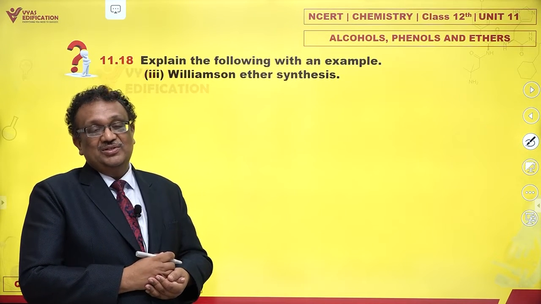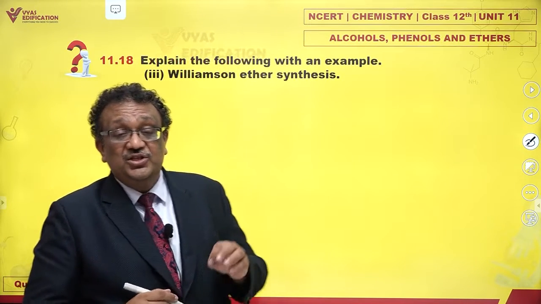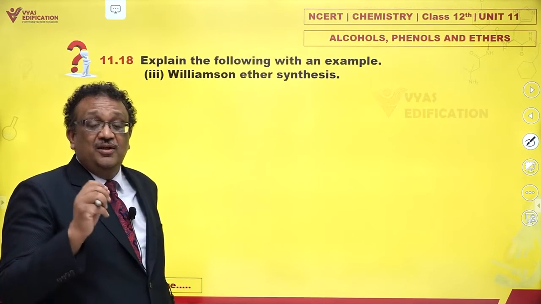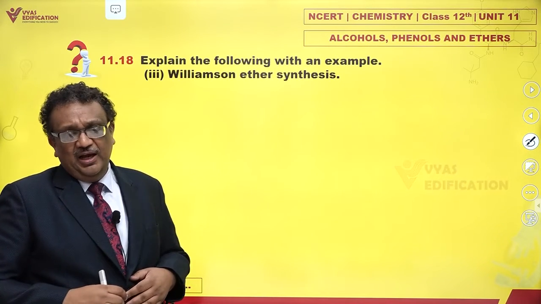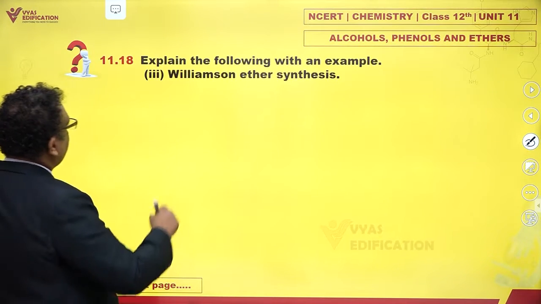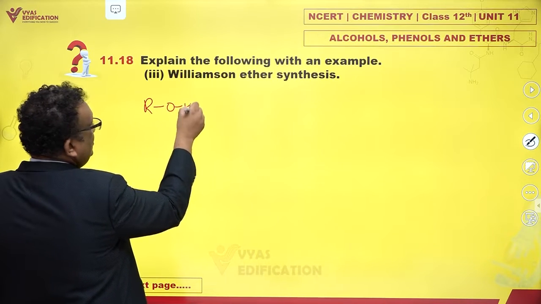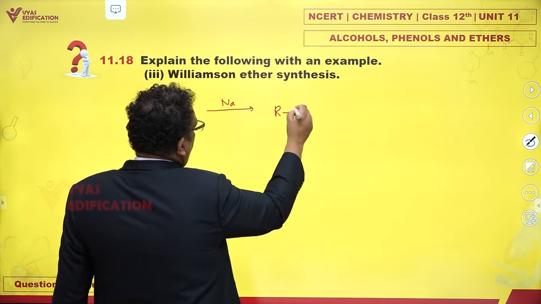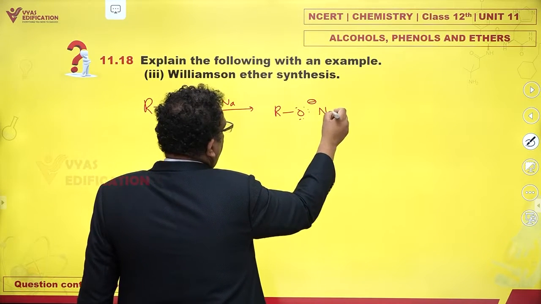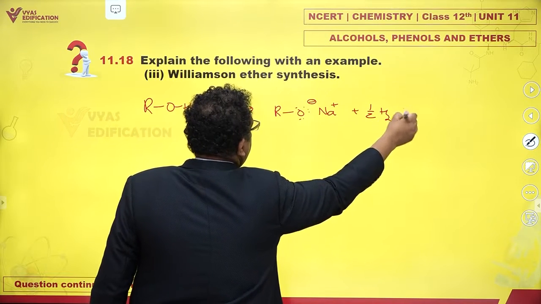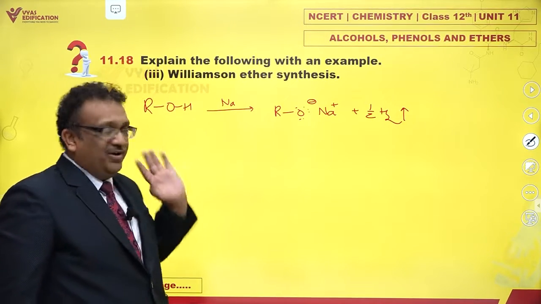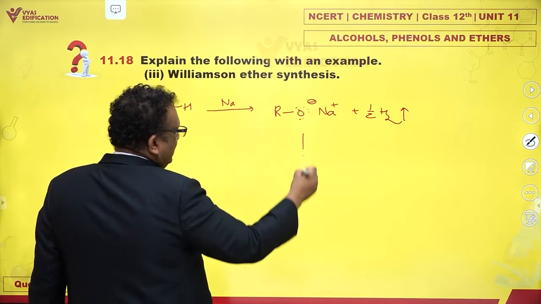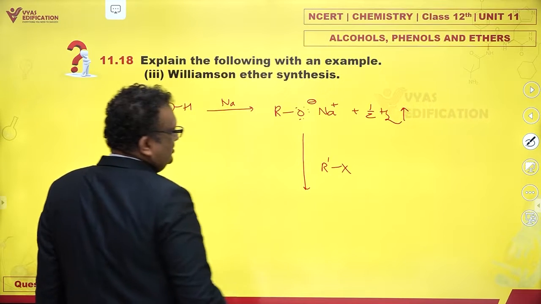Williamson's ether synthesis. It is a synthesis which is used for making symmetrical as well as unsymmetrical ethers starting from alcohols and alkyl halides. How do you do that? Same. You have alcohol ROH, you add sodium, you get RO minus Na plus. This is step 1. You get sodium alkoxide. And then you add this to R-X.